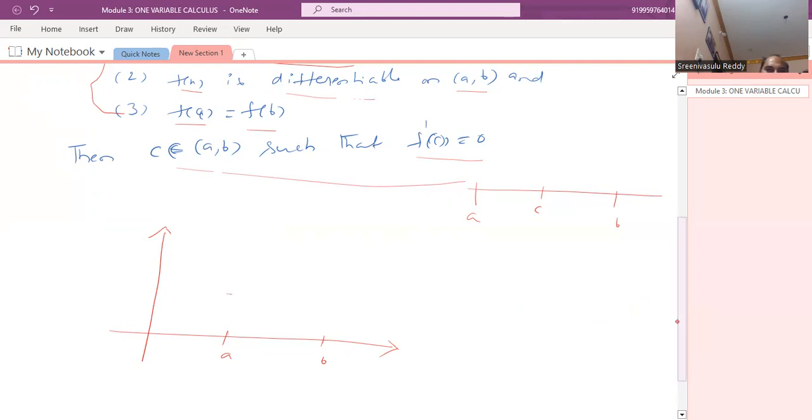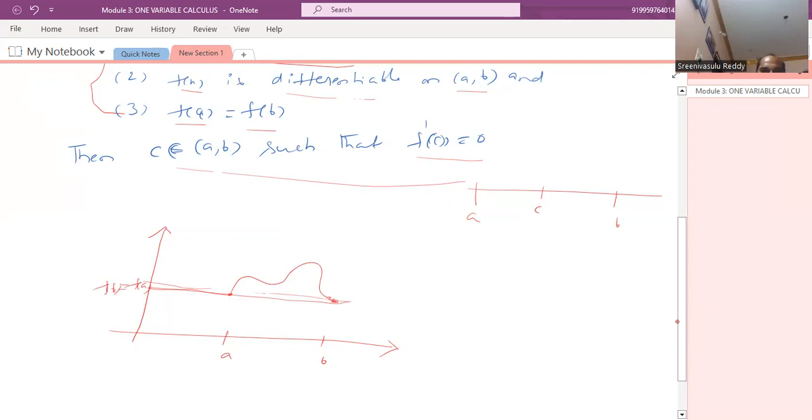So at the point A and at point B, function value is the same. That means its corresponding destination value, y value. If you have any confusion, draw a line. So the curve is any shape. Observe that at A, function value is f of A. At B, function value is f of B. Both are coincident.